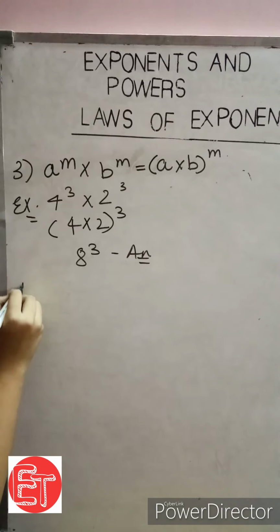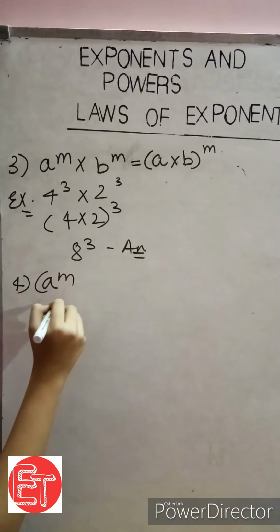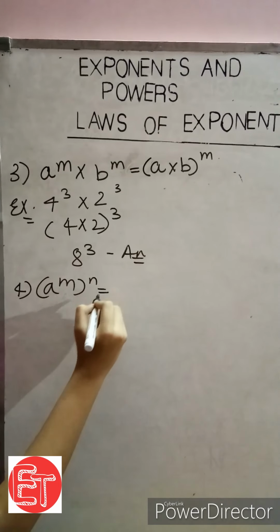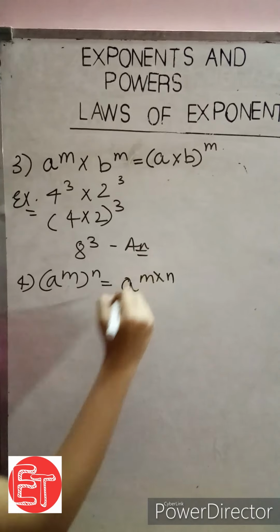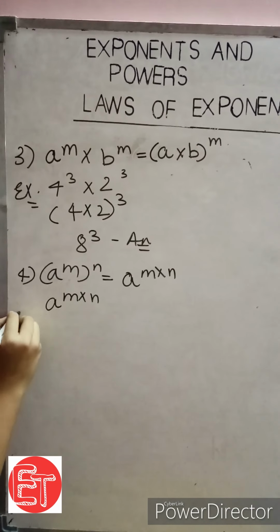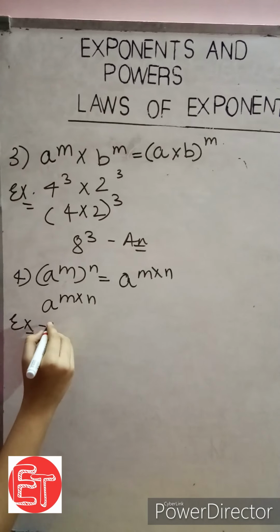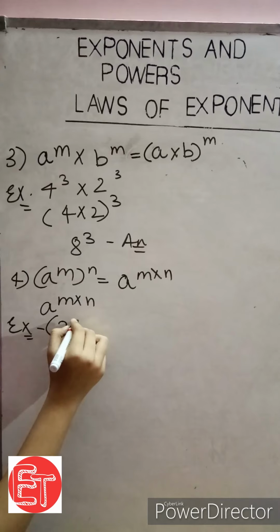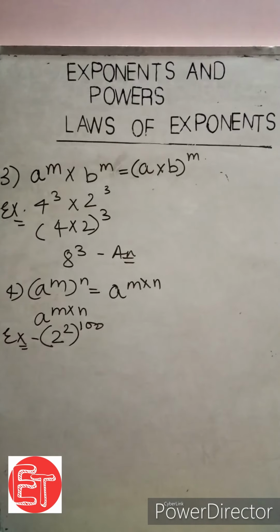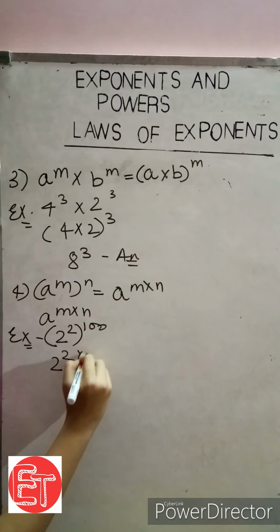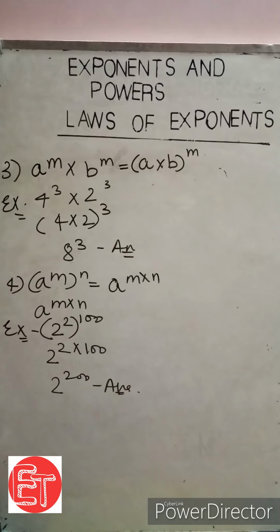Our next law is a raised to the power m bracket raised to the power n will give the result a raised to the power m into n. Let's understand this law with the help of an example again. Our example is 2 raised to the power 2 raised to the power 100. 2 into 100 is 200, so 2 raised to the power 200 is our answer.